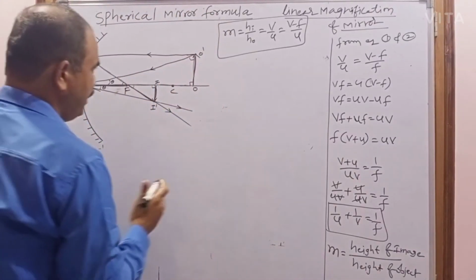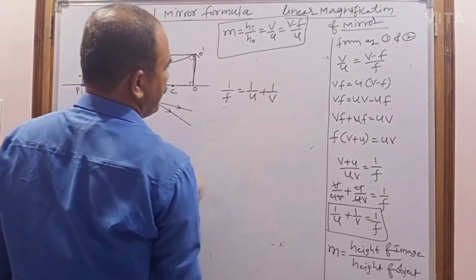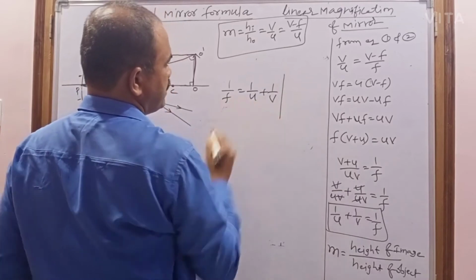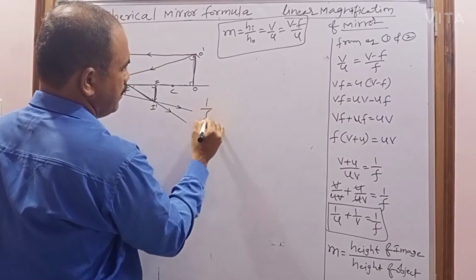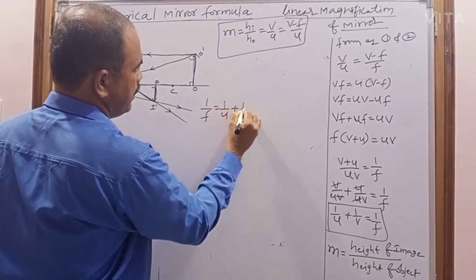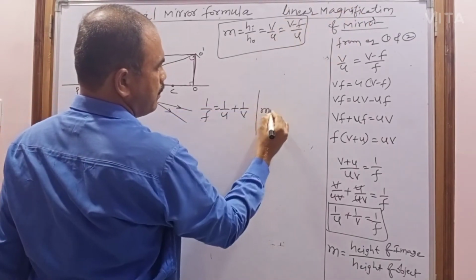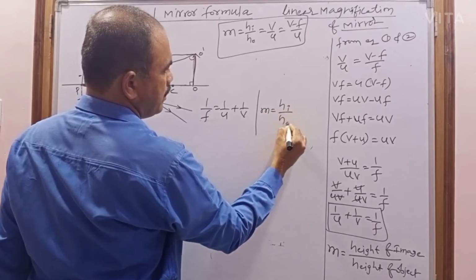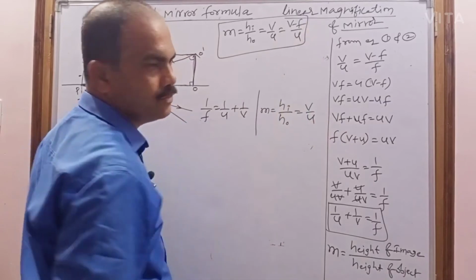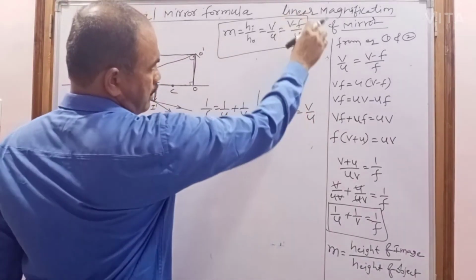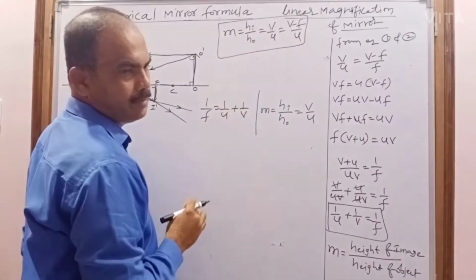So what is the mirror formula? Mirror formula is 1 by F equal to 1 by U plus 1 by V. And next one, the magnification formulas. And second one, linear magnification, M equal to height of the image by height of the object, which is equal to V by U or V minus F by F. This extra formula is not in your textbooks, remember it.